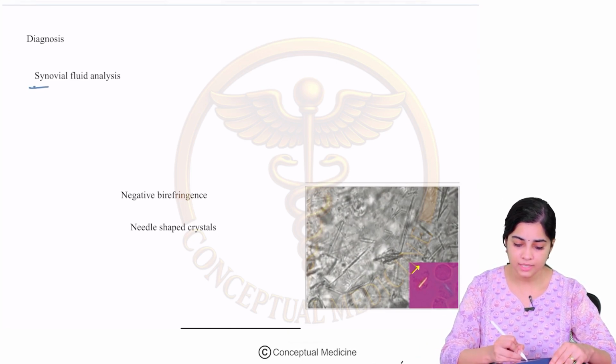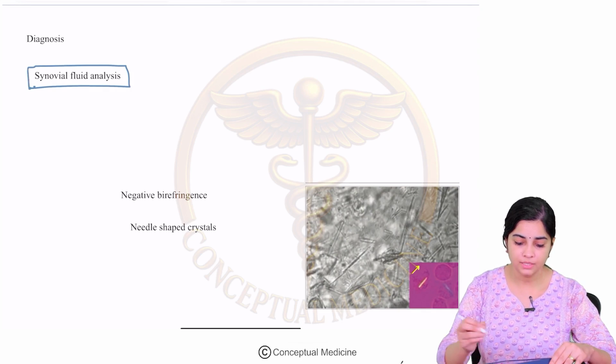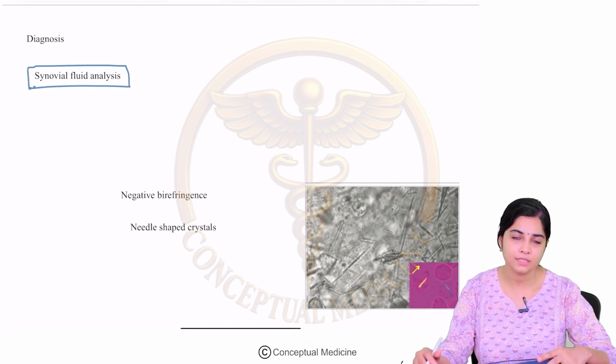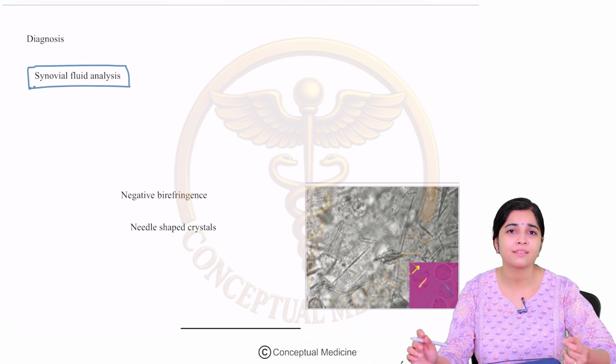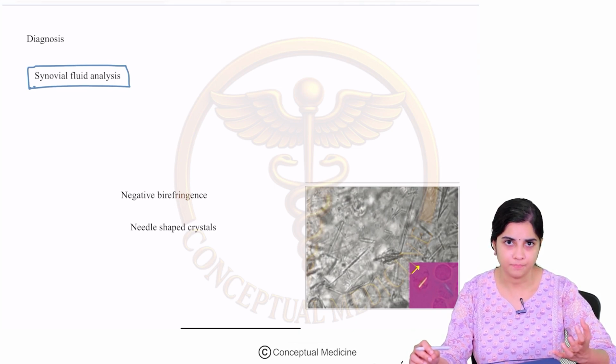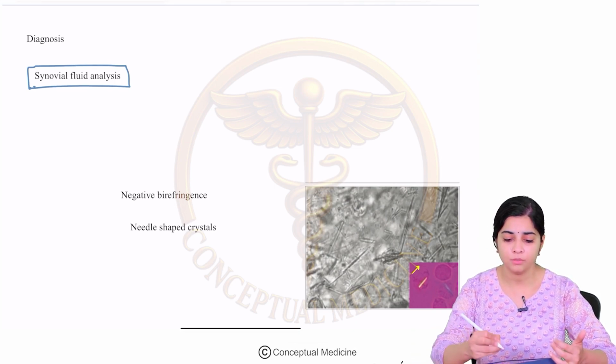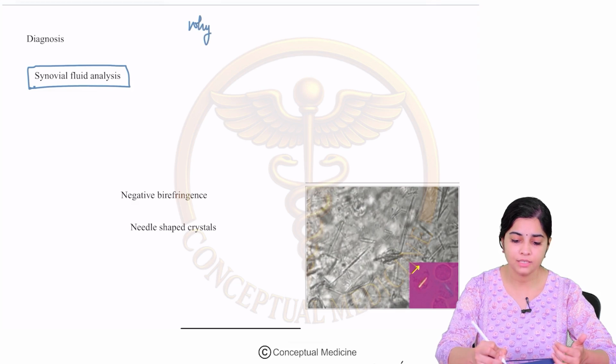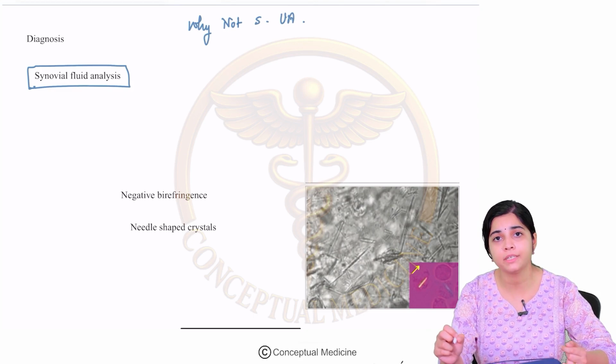So the investigation of choice would be a synovial fluid analysis. Because this is a monoarthritis, you will always have to rule out septic arthritis, and hence you may have to take a joint aspiration, right? So you might ask me, why not serum uric acid levels, right? Because serum uric acid levels have to be elevated in gout.